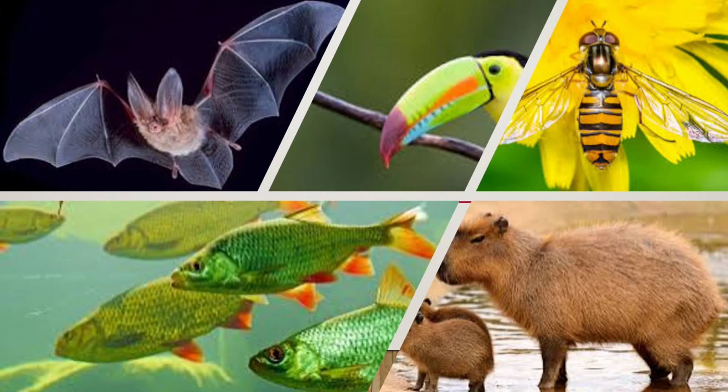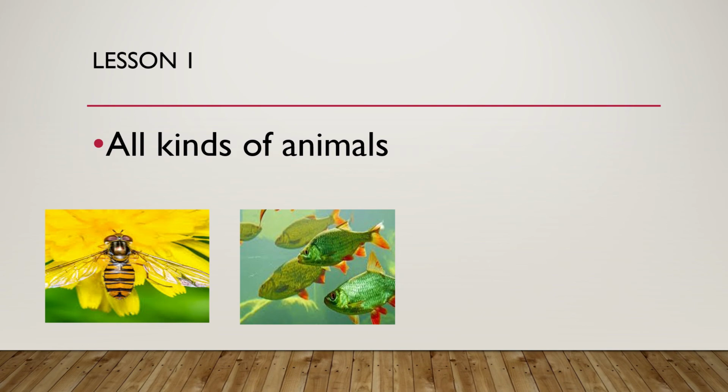So today our lesson is about all kinds of animals. The animals have different kinds. Not all the animals are the same. Not all the animals have the same structures, the same shapes, the same sizes. So the animals have many kinds. And our lesson title is all kinds of animals. Okay, let's start.